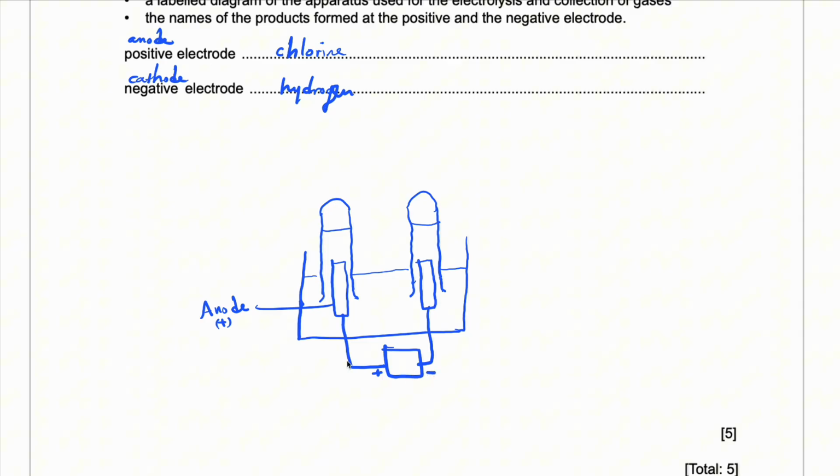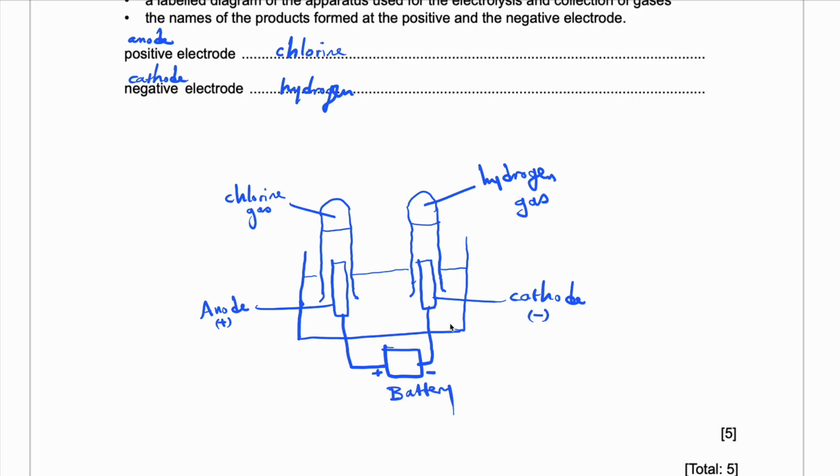Here you have the negative of the battery, and this is the cathode because it's connected to the negative of the battery. At the anode, we're going to collect the chlorine gas. So here we have chlorine gas, and at the cathode, you're going to collect the hydrogen gas. And don't forget to label the battery. And also, in between the electrodes, we have the electrolyte. In that situation, the electrolyte is concentrated hydrochloric acid.